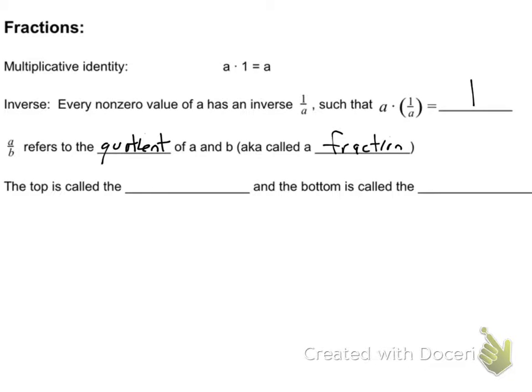But you better get used to the idea that if you have the quotient of two things, the first thing in that sentence is on top, and the other one is on the bottom. The next line below says the top is called the what of a fraction? Numerator. And the bottom? Denominator.